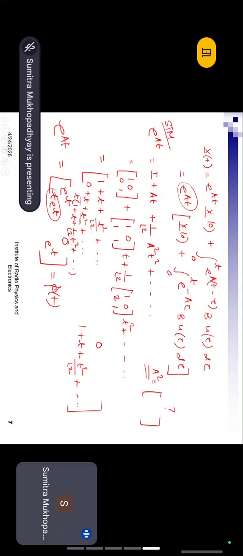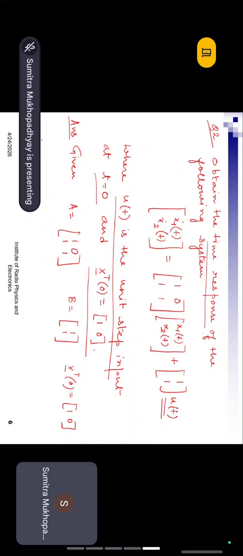So you may be asked as your question number 1, obtain the state transition matrix. That is the first question. This may be the second question. Another thing you may be asked, find the transfer function. And the fourth one is find the resolvent. So all you have to learn.